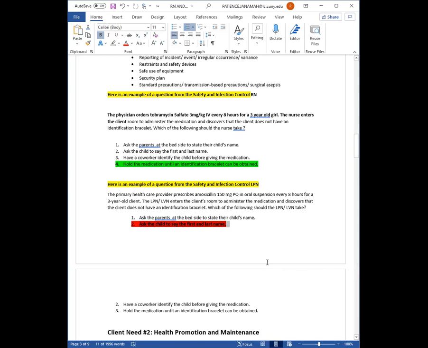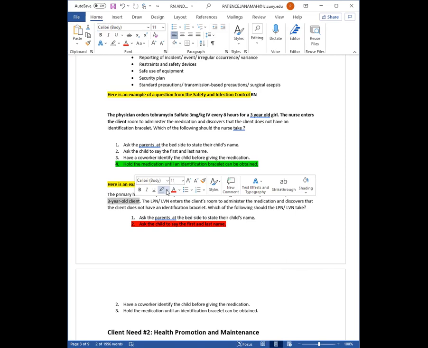Now, why would you ask a minor? The child is just 3 years old, if I remember the age. So when you are doing pediatric nursing, you usually don't nurse the patient alone. You nurse the patient with a parent or with an adult, somebody of a reasonable age.